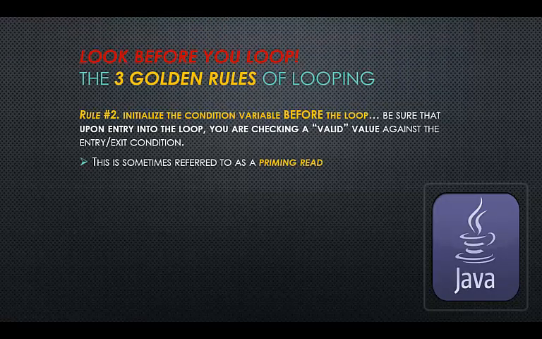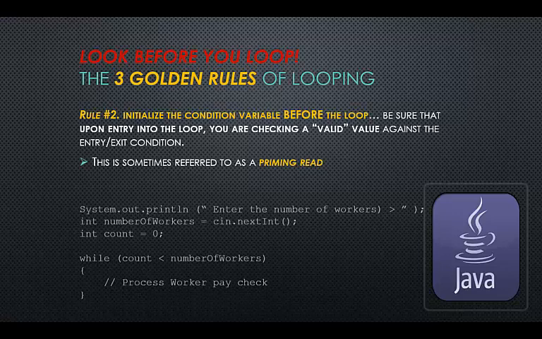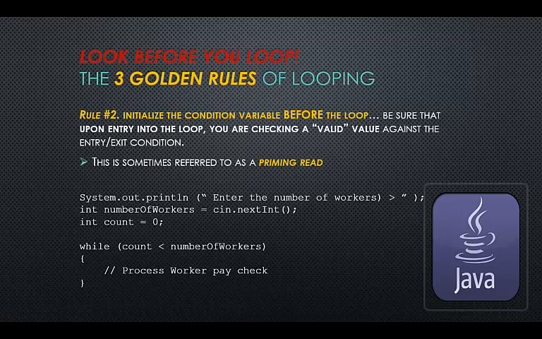Rule number 2. We need to be sure that we've initialized the condition variable before the loop begins. We don't want to be checking the condition against invalid or uninitialized values. This is sometimes referred to as a priming read. Let's take a look at an example.